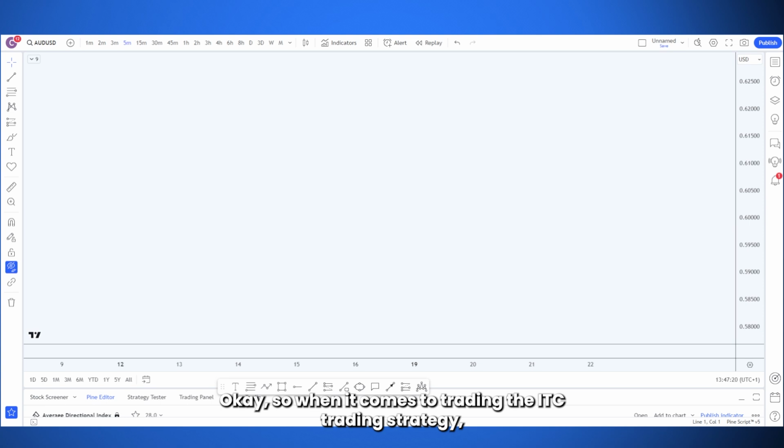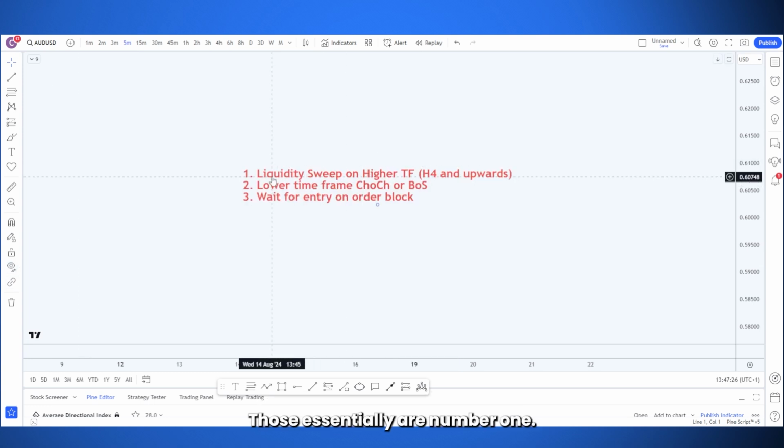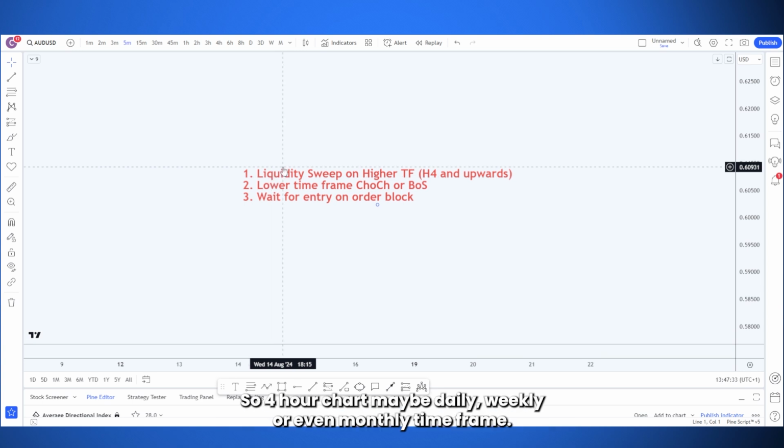Okay, so when it comes to trading the ICT trading strategy, there's three really simple steps we must follow. Those essentially are: number one, we wait for the liquidity sweep on the higher time frame. Now that for me would be the H4 or above, so 4-hour chart, maybe daily, weekly, or even monthly time frame. And then what we need to do is we need to wait for a reaction.